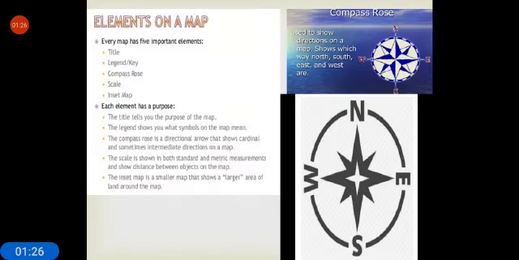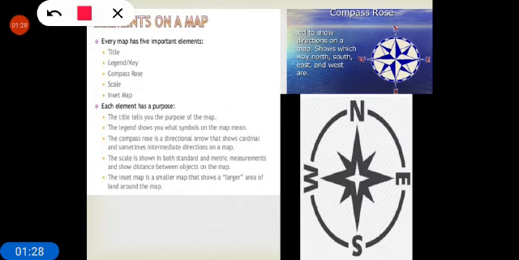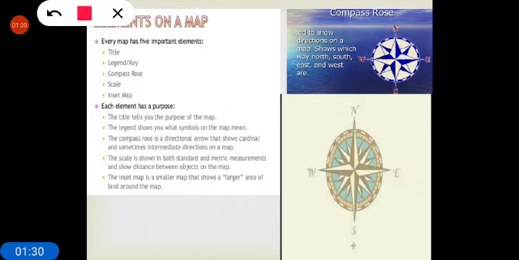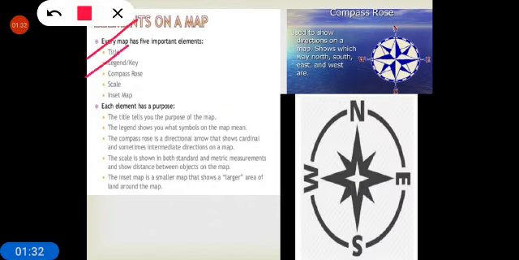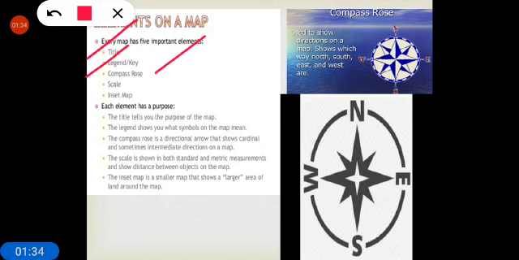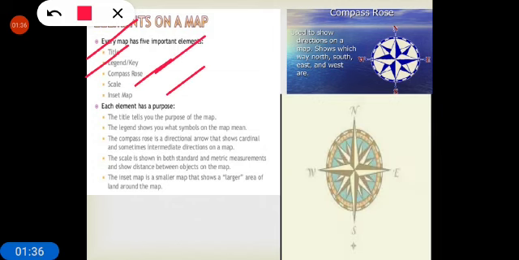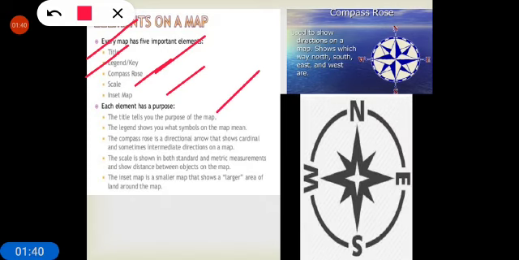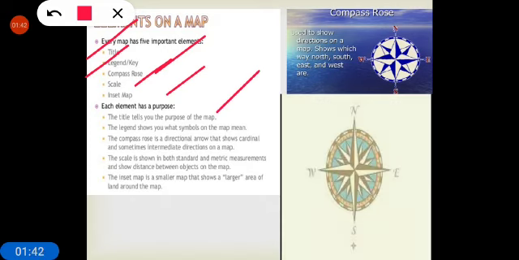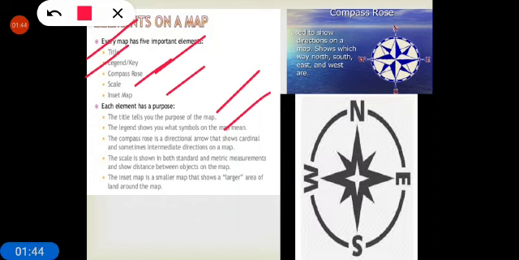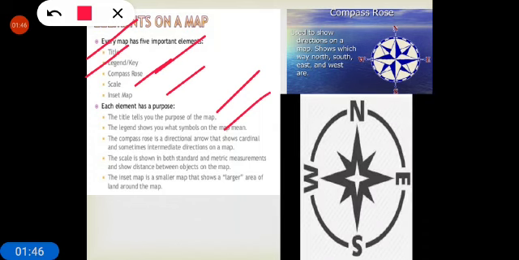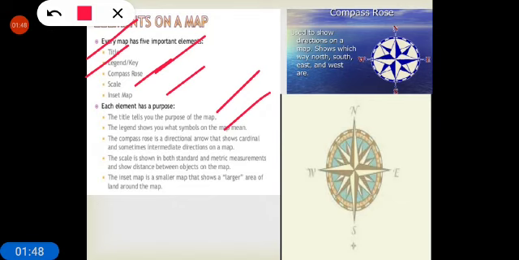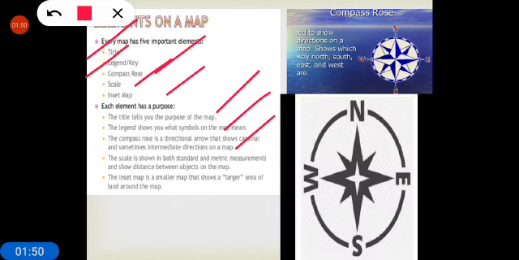Now, elements on a map. Every map has 5 important elements: title, legend or key, compass rose, scale, inset map. The title tells you the purpose of the map. The legend shows you what symbols on the map mean. The compass rose is a directional arrow that shows cardinal and sometimes intermediate directions on a map.